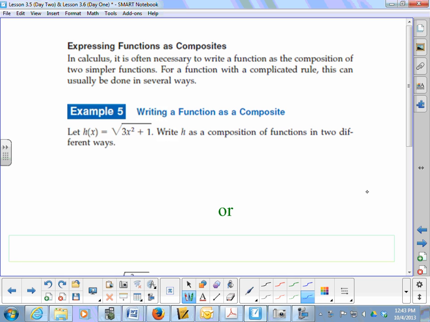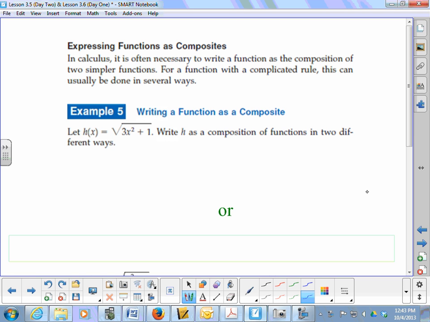Okay, to finish lesson 5 then. All right, we have a couple more examples to look at before we move in and do a little bit from lesson 6. All right.